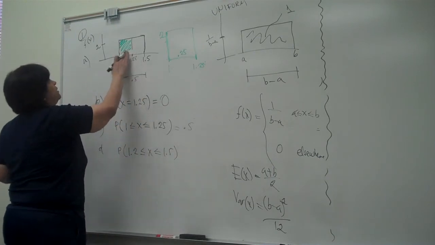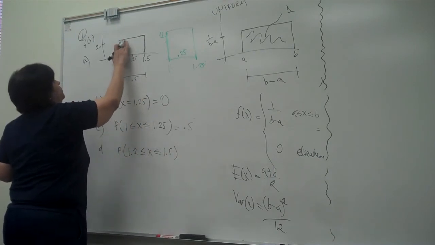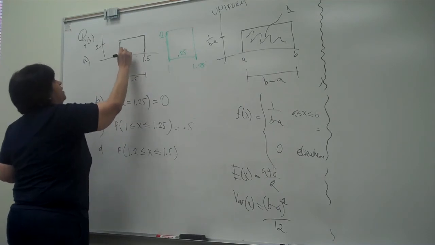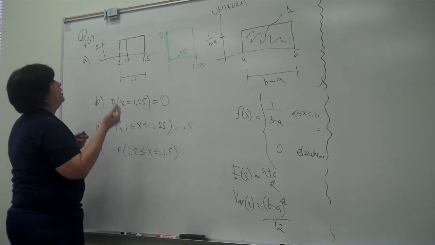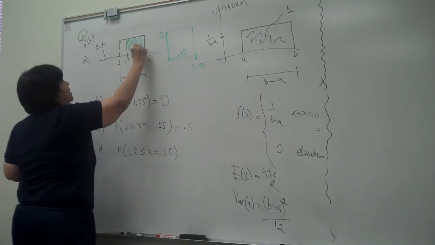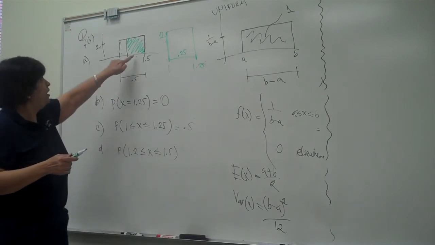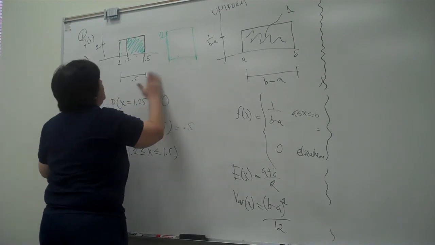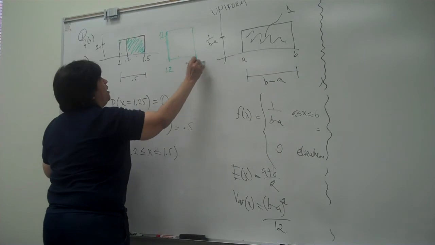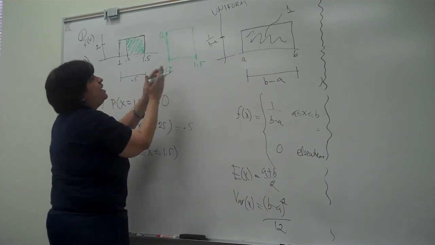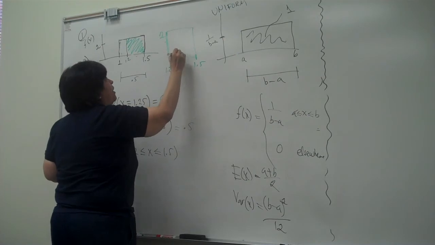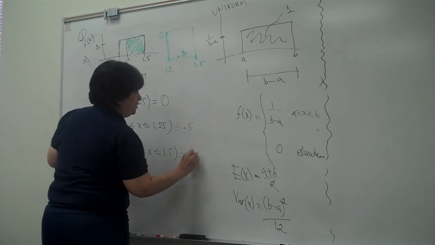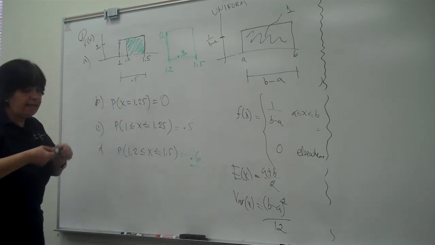So really what this is asking me is, I'm going to erase this part. 1.2 is over here, and they are asking me what this is. I need to know what this area is. So if I draw it again, it's between 1.2 and 1.5. What is the length of the rectangle? 0.3. And this one is 2. So it has to be 0.6, and that is the answer.